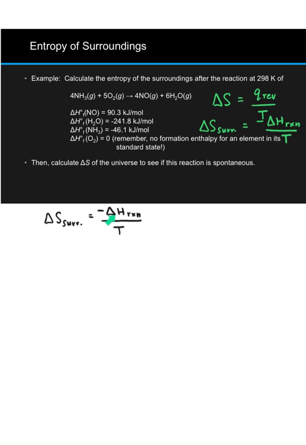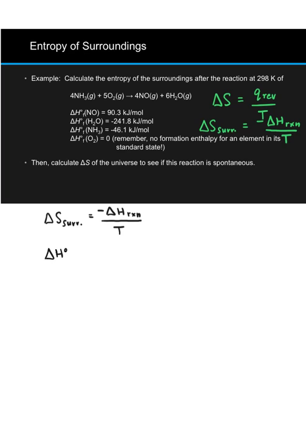An exothermic reaction means that our surroundings get heat energy. Negative of a negative is positive. An endothermic reaction means that our surroundings give up energy. Negative of a positive is negative. Therefore, in order to give a numerical value to the change in entropy of our surroundings, we're going to need to calculate the enthalpy of our reaction. So we're going to do that under standard conditions.